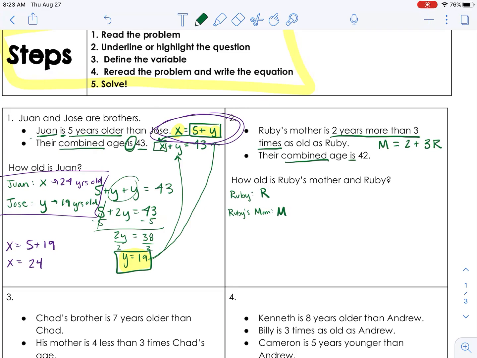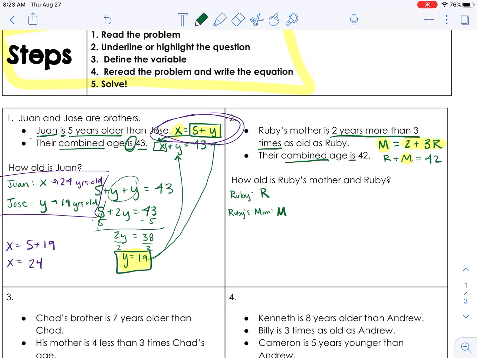So our equation is M equals 2 plus 3R. Then we also know their combined age is 42. So R plus M equals 42. All right, and we're just going to do the same thing. We know that M is equal to 2 plus 3R, so we can plug 2 plus 3R in for M.